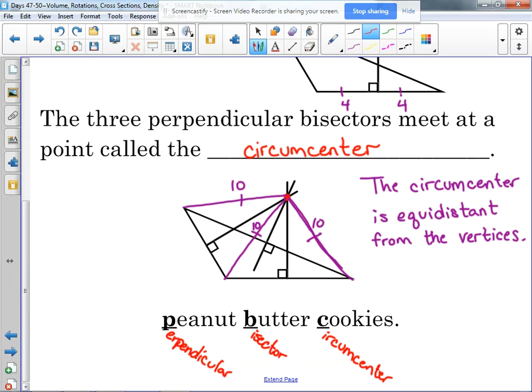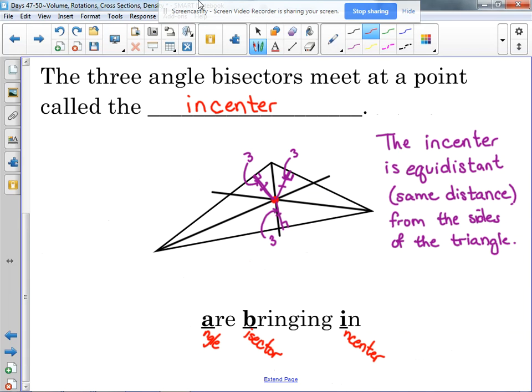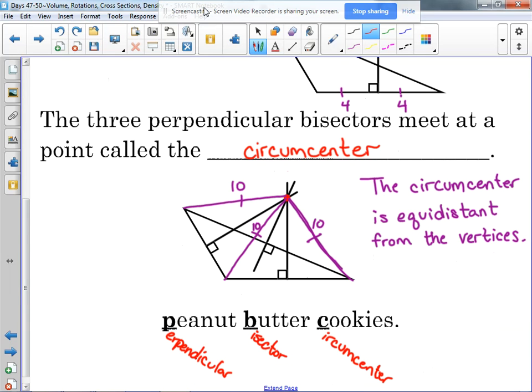The incenter and the circumcenter, the incenter is equidistant from the sides. The circumcenter is equidistant from the vertices. Same thing there. Okay? Incenter is shorter, sides is shorter. Circumcenter is longer, vertices is longer. That's really how I keep those straight in my head.